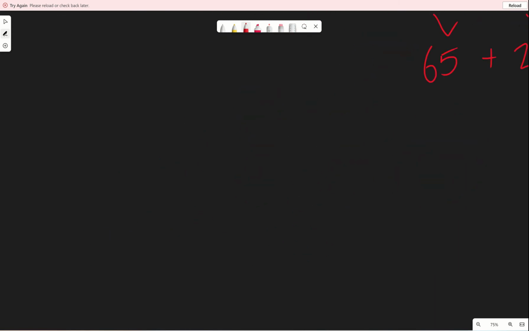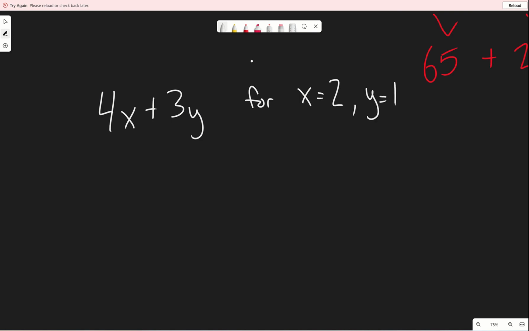All right, one last one. This one is for you to do, and then we will be all done. Let's say I have 4x plus 3y, and I know x equals 2, y equals 1. What is my answer to this question?